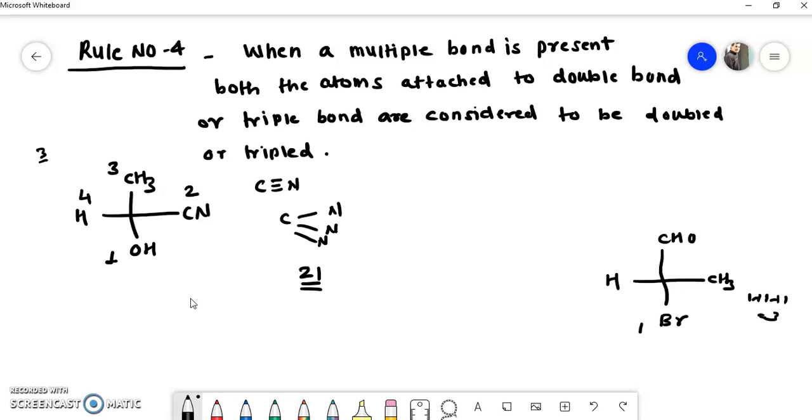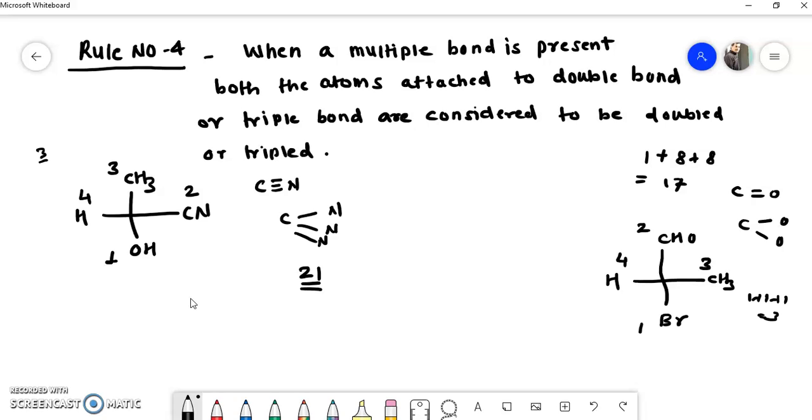Now see, this carbon is attached to one hydrogen, and one hydrogen means 1, and this carbon is again attached to the double bond. That means we have to consider it like this: 8 plus 8 is 16, so 1 plus 8 plus 8, it will come as 17. So ultimately this CHO group will get the second highest priority, then this carbon will get third priority, and this hydrogen will get fourth priority.